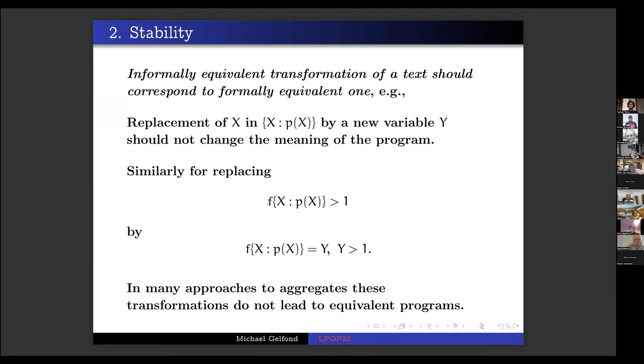Similarly, suppose F is some aggregate function on sets, and you have an atom which says that F of this set {X | p(X)} is greater than one. Now I'd like to replace it by F of this set is equal to Y, where Y is a new variable, of course, and Y is greater than one. It seems like this transformation should not change the meaning of a problem. But in many approaches to aggregates, this transformation does change the meaning. So in this sense, they violate the principle of stability.